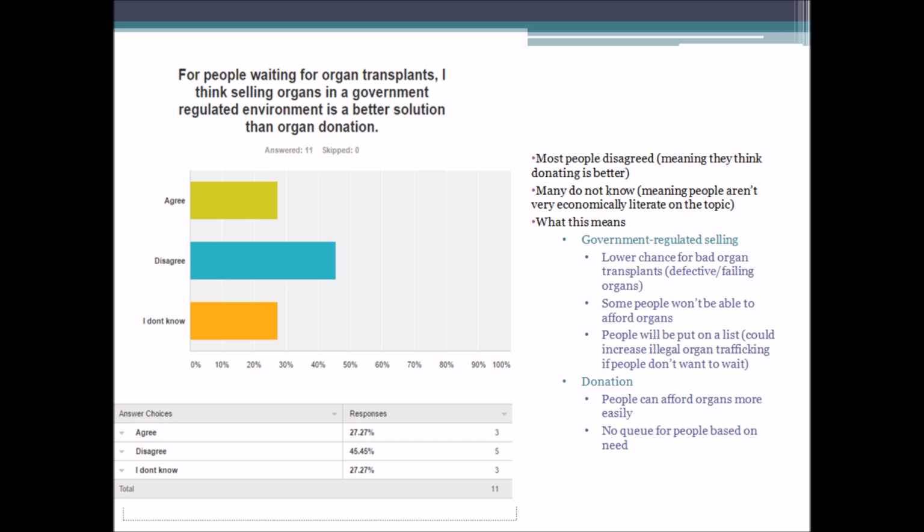And on the other hand, if organs were to be donated, then people can afford them more easily, and there'd be no queue for people based on need, meaning that the use of illegal methods would occur less often.